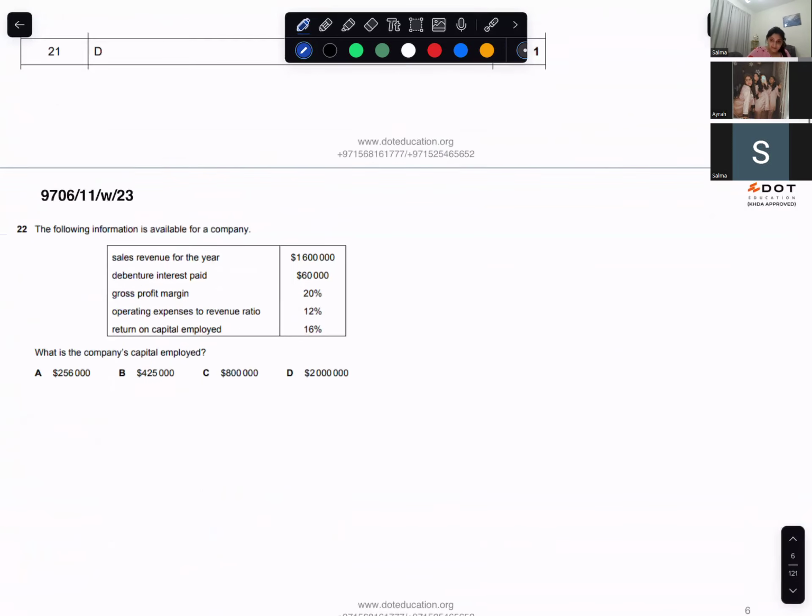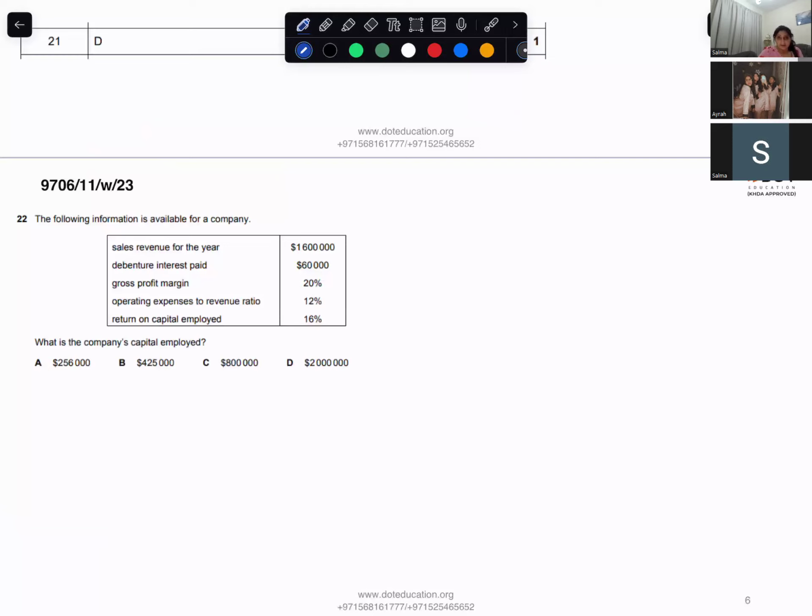Go to the next one. Capital employed. What is the meaning of capital employed? It is total assets minus current liability, or else debentures plus capital plus non-current liability. Return on capital employed is being given to me. Given sales, debenture interest paid, gross profit margin, operating expense to revenue, and return on capital employed.